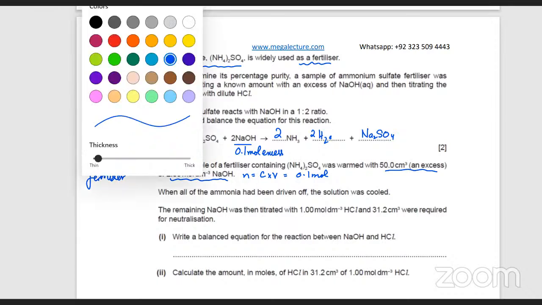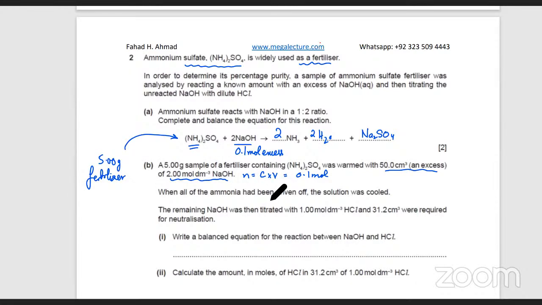What happens to the remaining NaOH? The remaining NaOH was titrated with HCl. So this remaining NaOH is what was left over. He is asking for an equation where the HCl reacts with NaOH, so it's going to form NaCl plus H2O, 1:1. So the remaining NaOH was titrated with HCl. So this is the concentration and the volume of HCl. So how many moles is that?